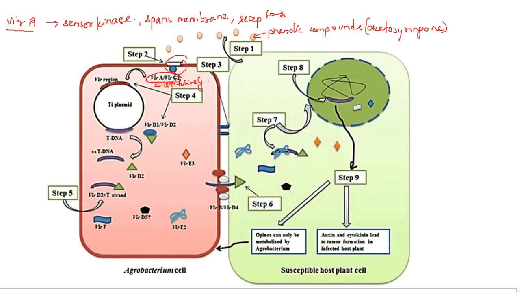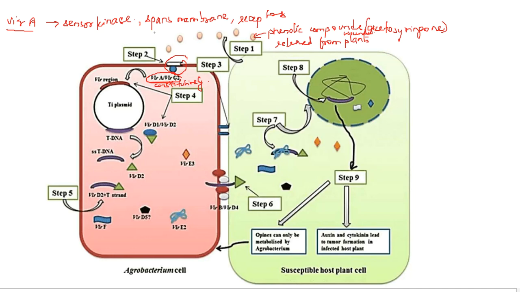So vir-A, which is a sensor kinase, is a receptor for the phenolic compound, that is acetosyringone. And where are these acetosyringone molecules released from? They are released from the plant. You can see that these molecules are released from the plant. Understood? Which plants? From the wounded plants.